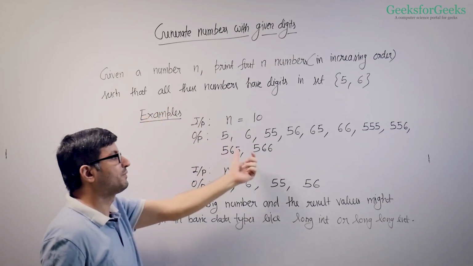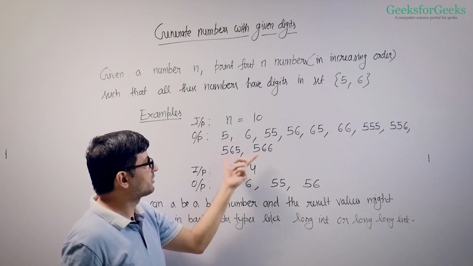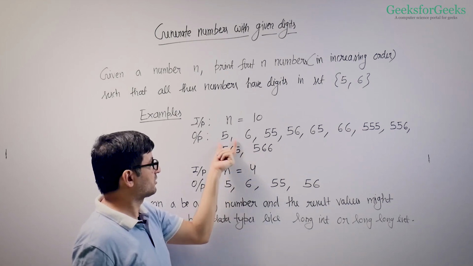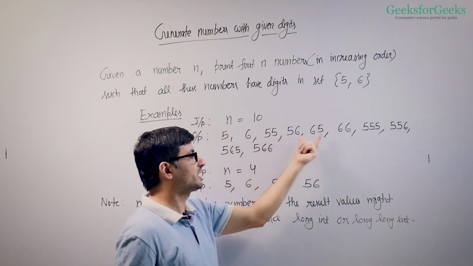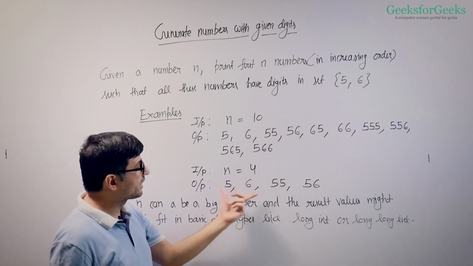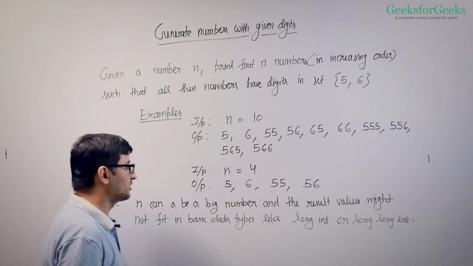We need to print first 10 numbers. So these are the 10 numbers. And all these numbers should have digits as 5 or 6. So the smallest such number is 5, then 6, then 55, then 56, and so on, right? If we are given 4, then we need to print first 4 numbers in increasing order.